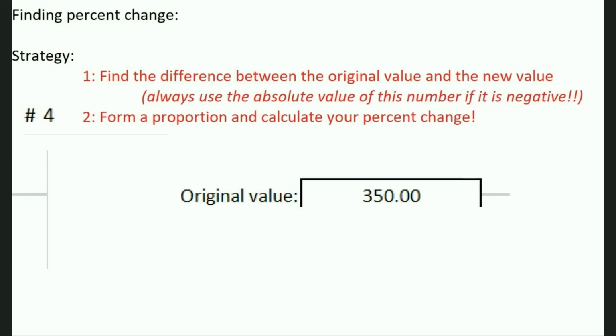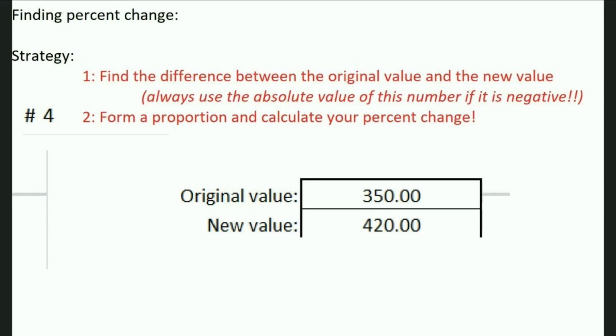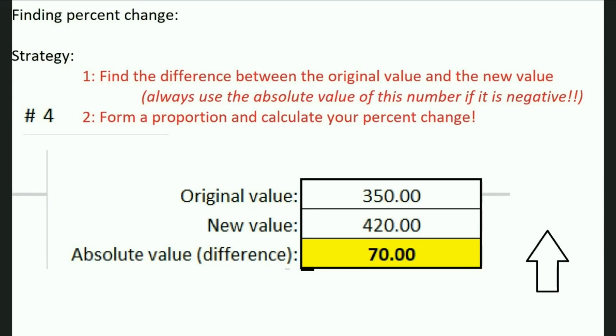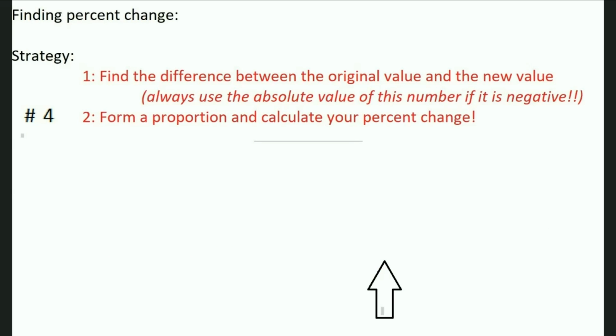This is number 4. Our original value is 350. Our new value is 420. We subtract those two. In the calculator, you're going to get negative 70. Remember, we only use the positive. Now, this represents an increase. So, 70, and we're talking about an increase. And here we're talking about yards. Let's check out our proportion.